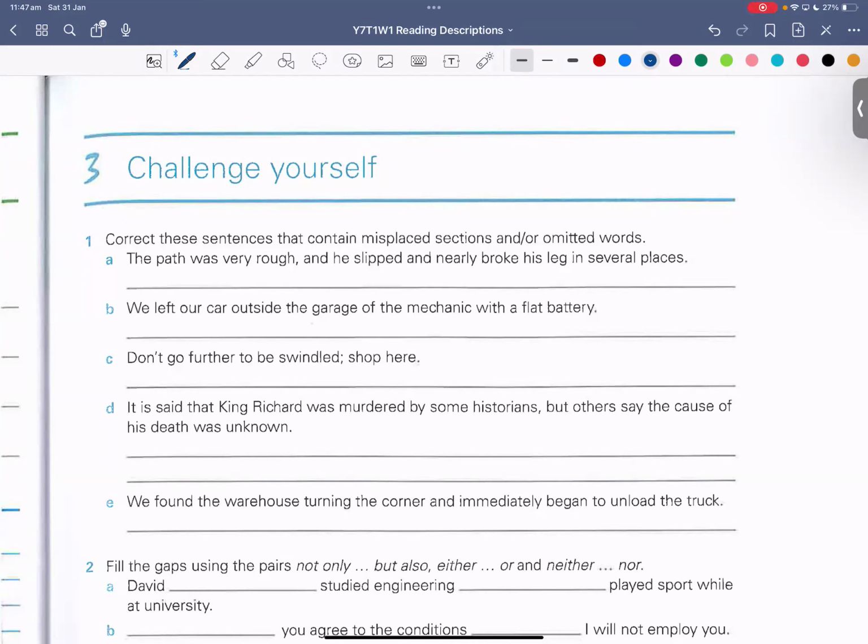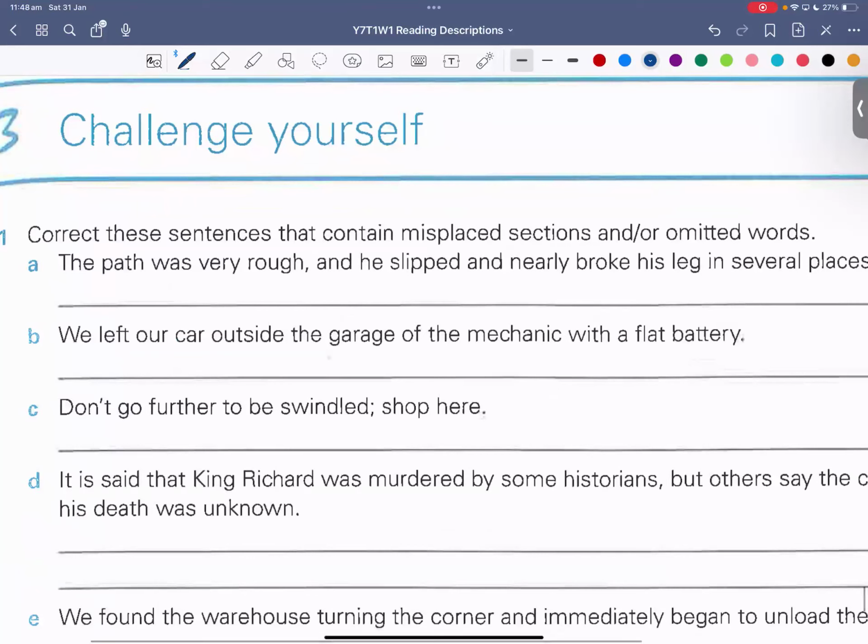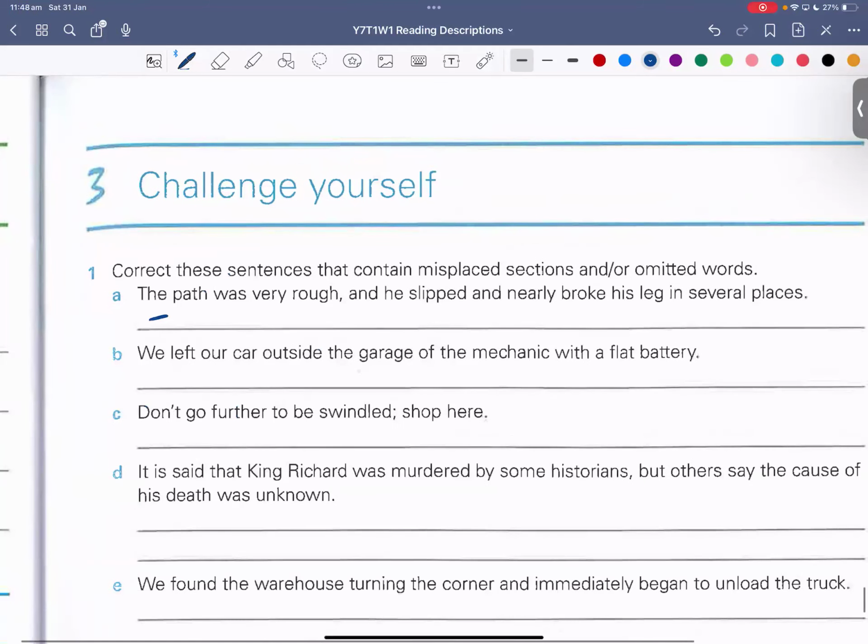Correct these sentences that contain misplaced sections and or omitted words. The path was very rough and he slipped and nearly broke his leg in several places. What do we think is misplaced here? What we can say is because the path was rough, that made him slip. There's no causation here. They just put two random things together. I'll show you.